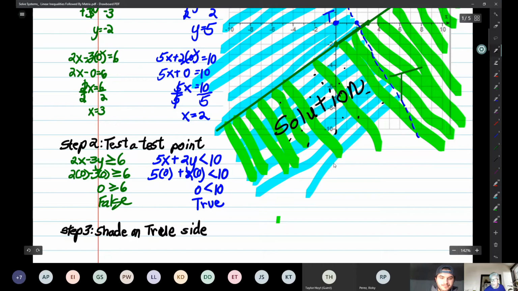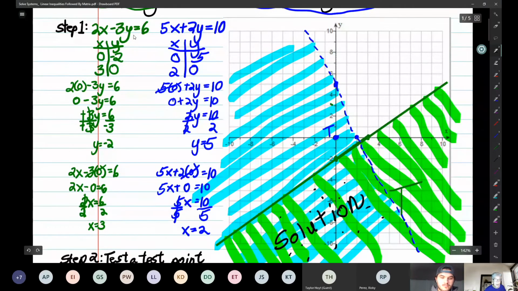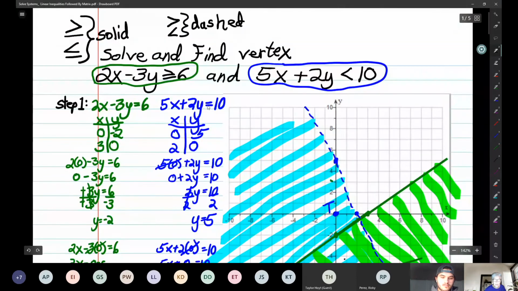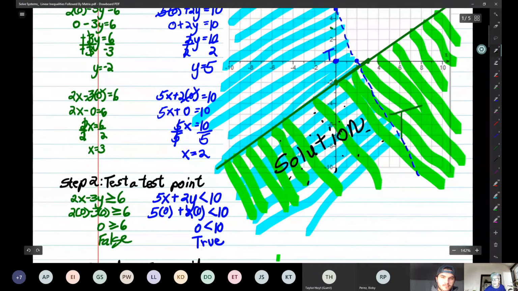So what we did was we took our inequalities, we changed them into equalities, equations, because that's the line part. Found 2 points for the lines, graphed one line at a time so we could shade one shading at a time. And then we found where the colors or the shadings overlap, and that's the solution area.